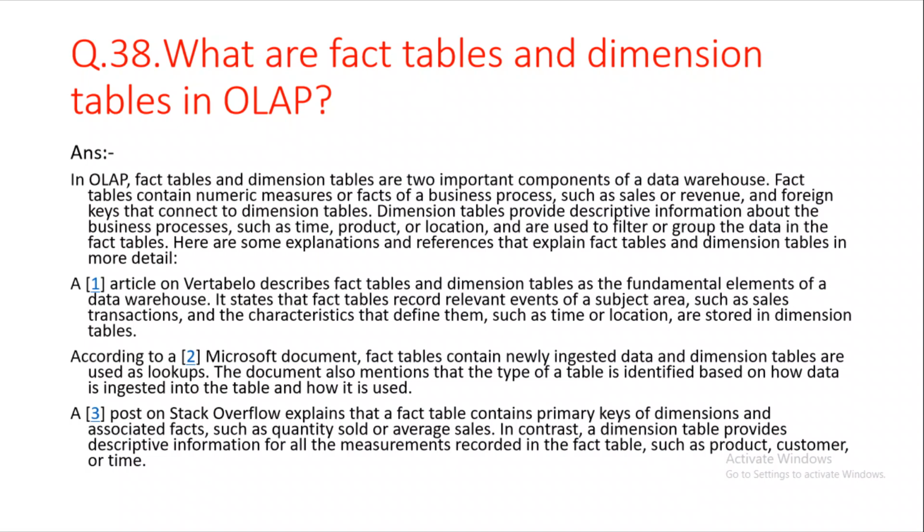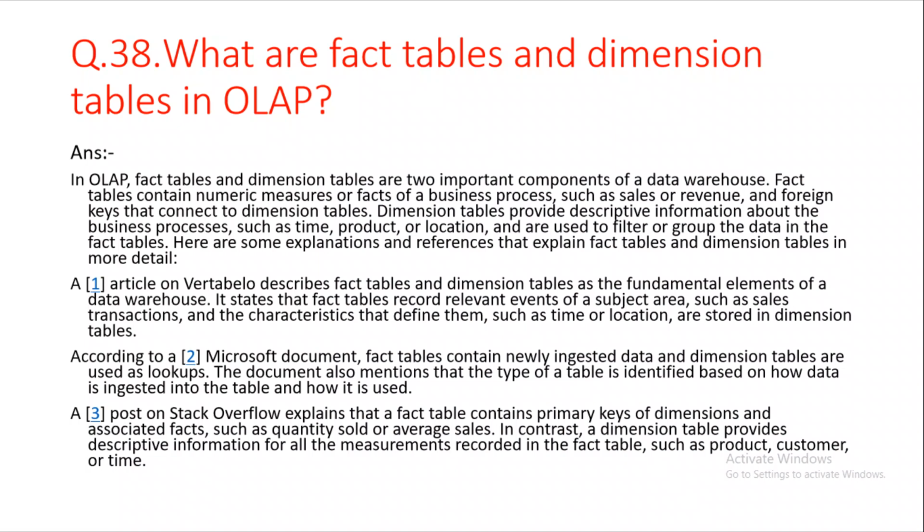Here are some explanations and references that explain fact tables and dimension tables in more detail. An article from Tableau describes fact tables and dimension tables as the fundamental elements of data warehousing. It states that fact tables record relevant events of a subject area, such as sales or transactions, and the characteristics that define them, such as time or location, are stored in dimension tables. According to a Microsoft document, fact tables contain newly ingested data, and dimension tables are used as lookups. The document also mentions that the type of table is identified based on how data is ingested into the table and how it is used.